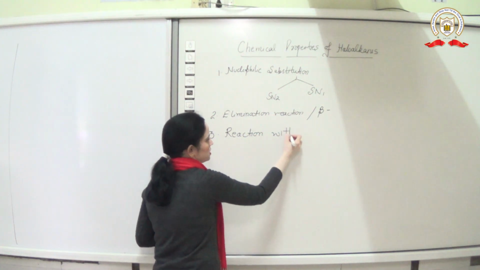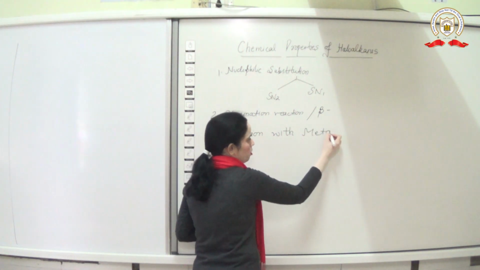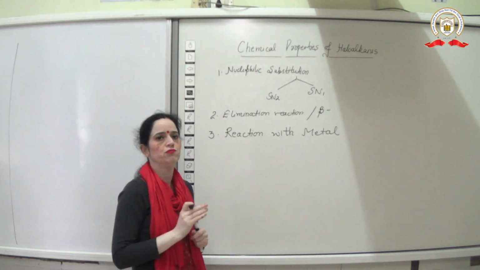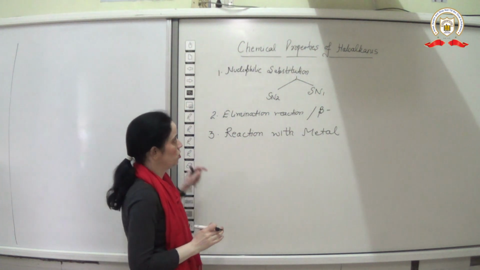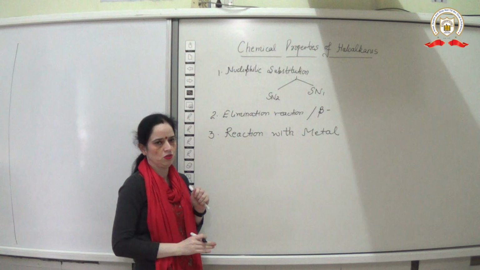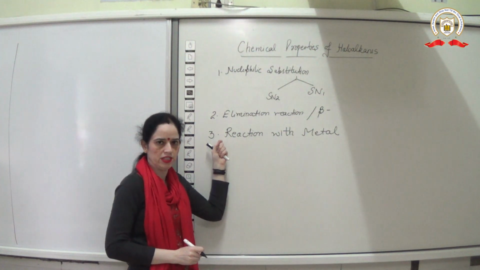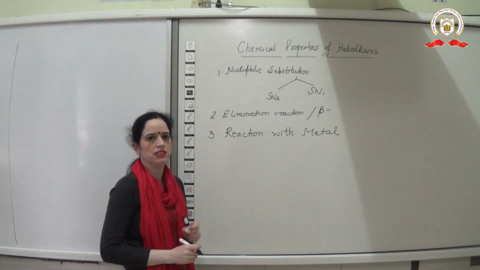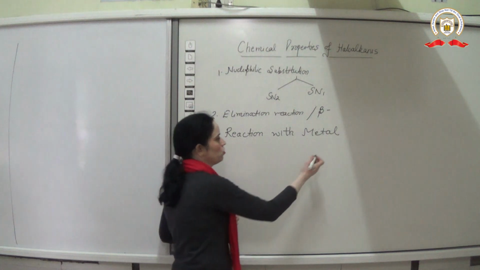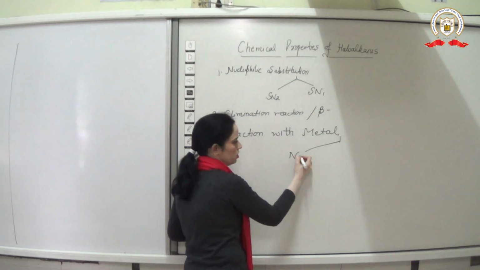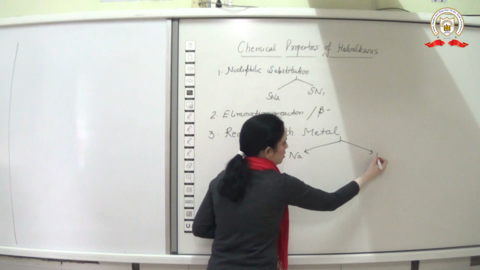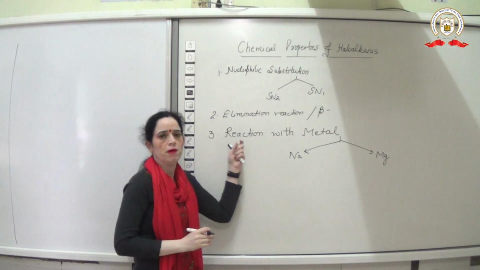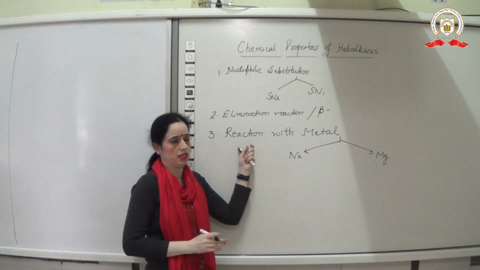with metals. A small recap of the property regarding the metal was in class 11th, also known by the name of the Wurtz reaction. So, in today's topic, we are dealing with the third chemical property of haloalkane, that is reaction with metal. We are going to do simultaneously the two metals. One is sodium and the other is magnesium. Sodium and magnesium, the two metals which are going to take part in the reaction with the haloalkane.